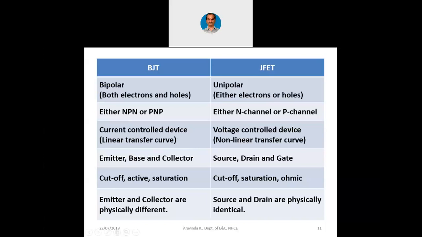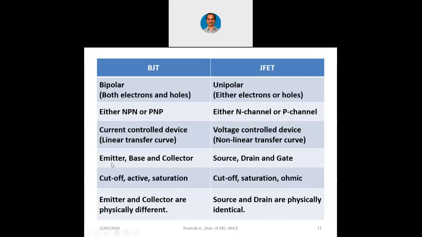Whereas in JFET, the transfer curve is non-linear because it is a voltage control device, and basically it is the gate to source voltage that is trying to turn on the JFET. There is no gate current, and as such there is no beta. That is how in case of JFET, the transfer curve, meaning output versus input, is non-linear.